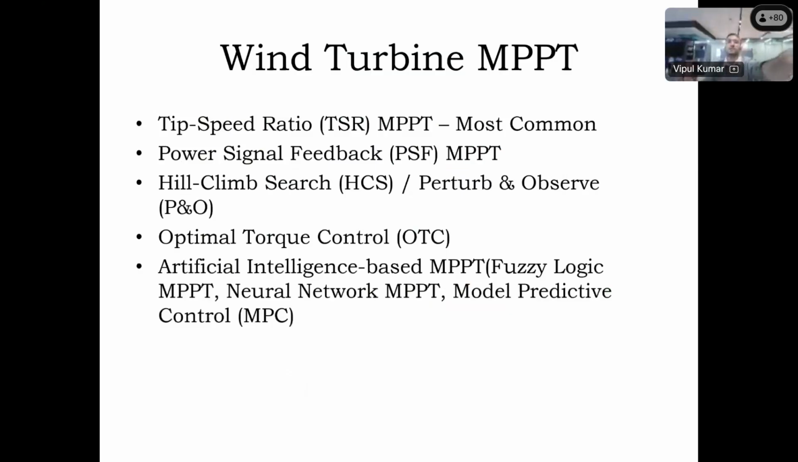There are so many MPPT techniques. In this system we use the tip speed ratio to achieve the MPPT of the wind turbine. Others are hill climbing search, optimal torque control, fuzzy logic, neural network based, and model predictive control based techniques. So this type of MPPT technique we can implement in our software. And the basic one we provided is the tip speed ratio.